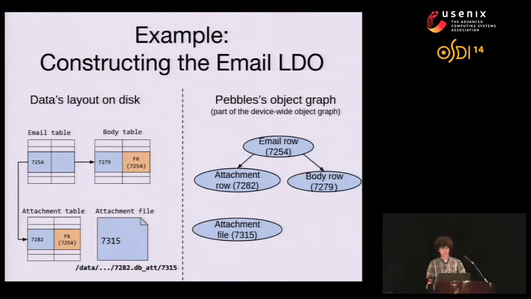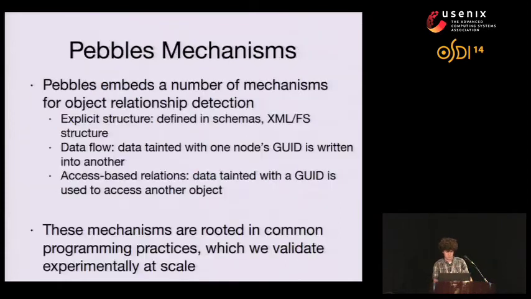Okay, so now we have the relationship between the rows, but there's still an attachment file that is not connected. Here we use a very similar principle because the attachment file is also indexed from the database. Its file name contains a reference to the email, to the key in the attachment table, similar to a foreign key, which is shown here, which is the last link in our LDO graph.